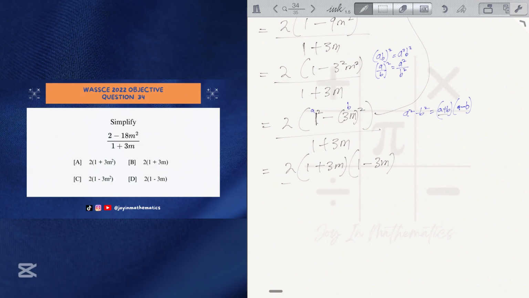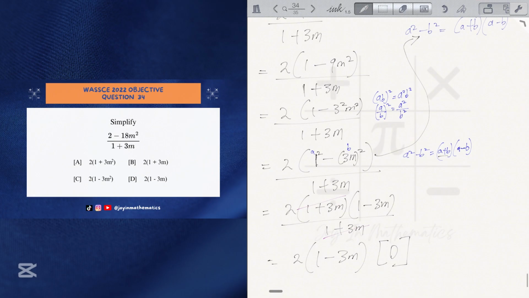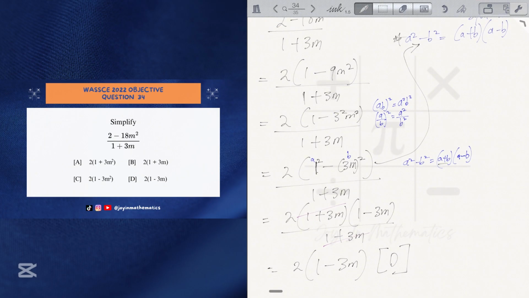So 1 plus 3m will nullify 1 plus 3m, and we'll be left with 2 multiplied by 1 minus 3m. 2 multiplied by 1 minus 3m is equivalent to option D. So we can see that we applied the difference of two squares, a squared minus b squared, which is equal to a plus b multiplied by a minus b.